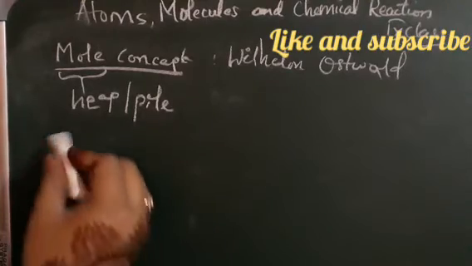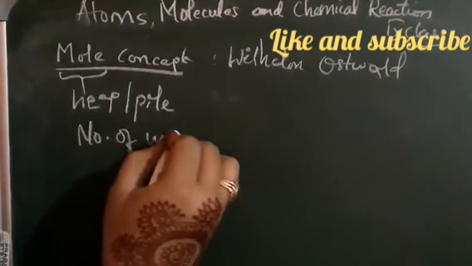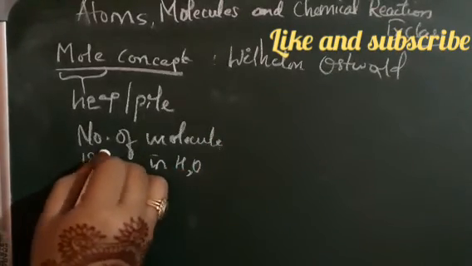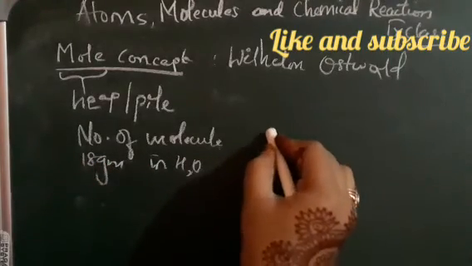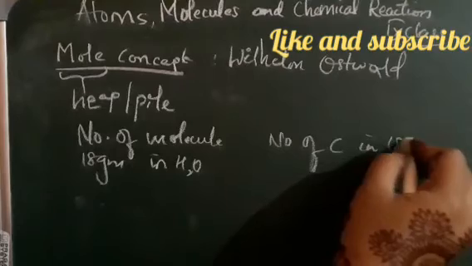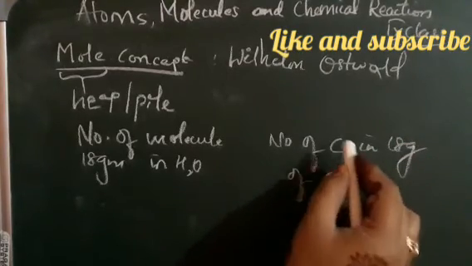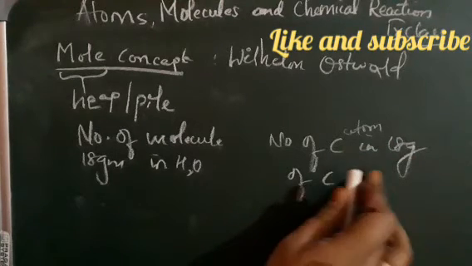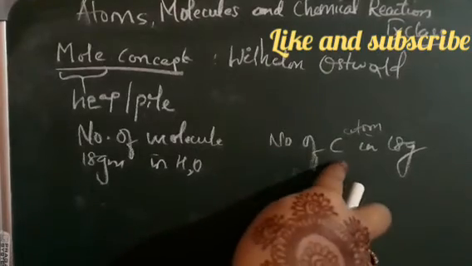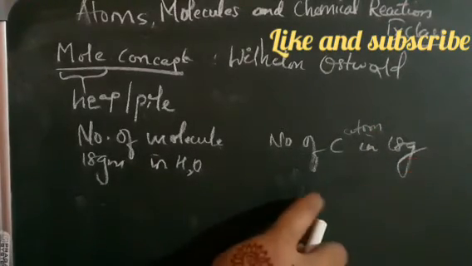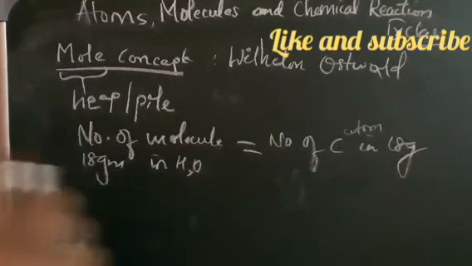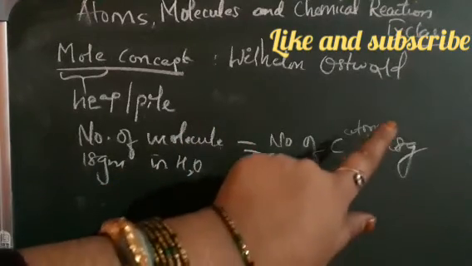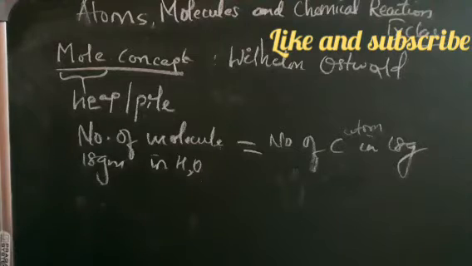The number of molecules in 18 grams of water and the number of carbon atoms in 18 grams of carbon are equal. The number of carbon atoms in 18 grams of carbon is equal to the number of molecules in 18 grams of water.